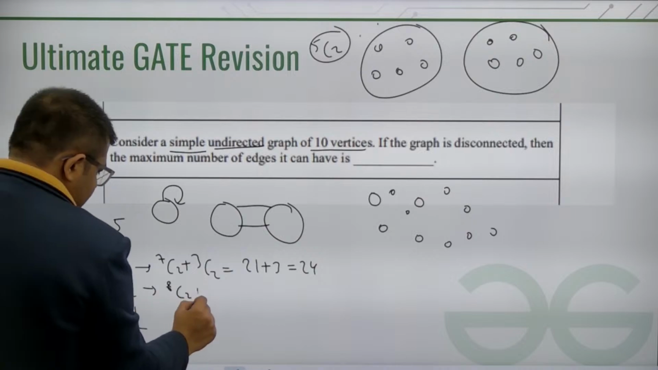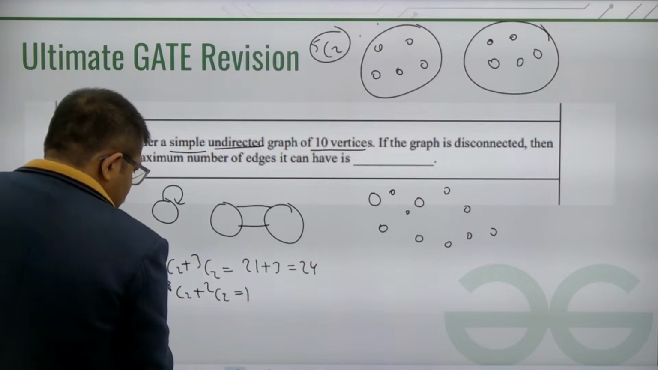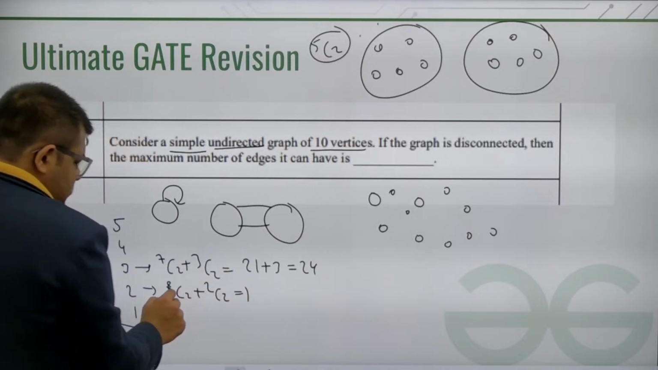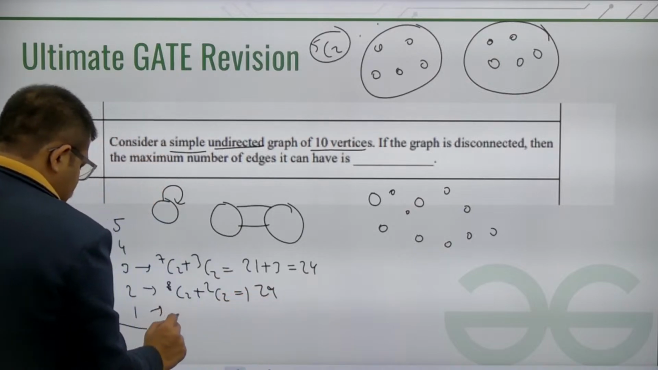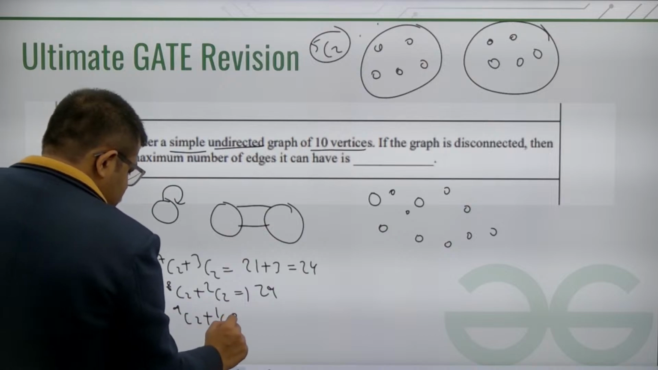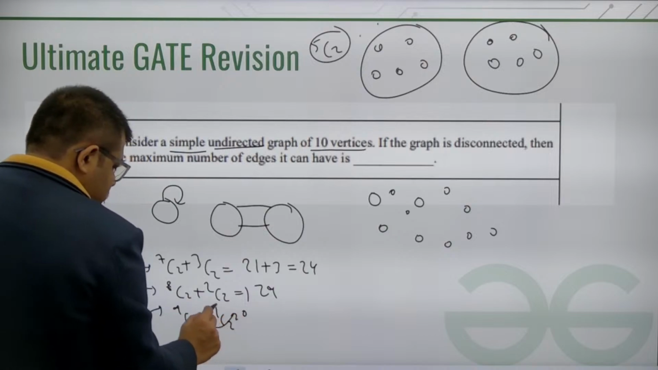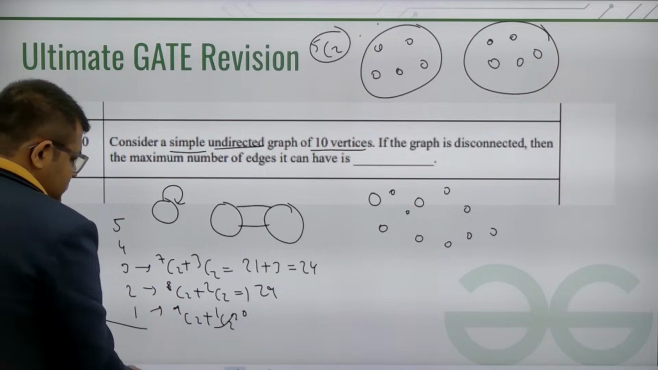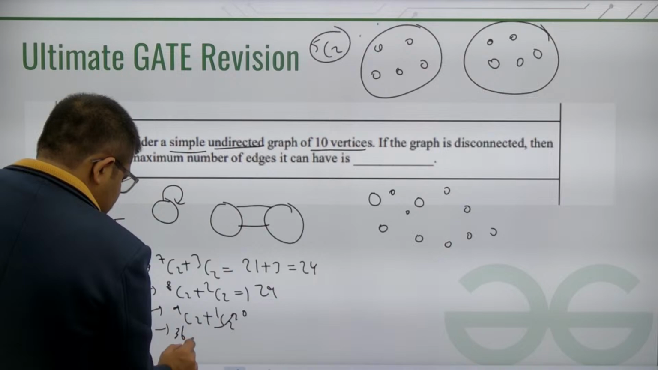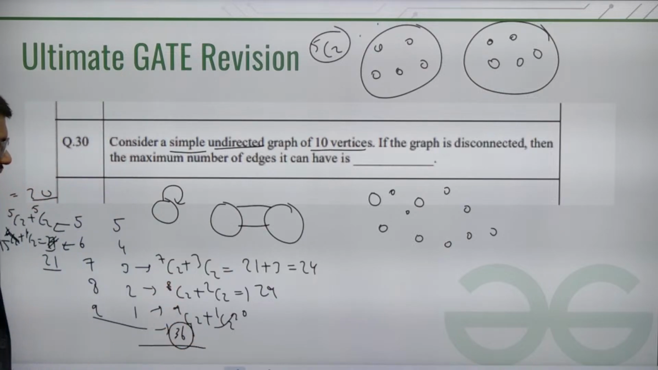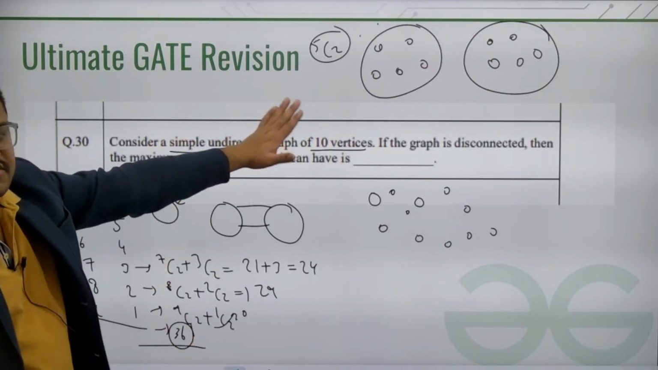This would be 8c2 plus 2c2. 8c2 is how much? 28. 28 plus 1 is 29. Here it would be 9c2 plus 1c2. 1c2 is 0 because from one vertex you cannot select two vertices. 9c2 is how much? 9 8s are 72, divided by 2 is 36. So this is the maximum number of edges which you can get, keeping the constraints in mind.